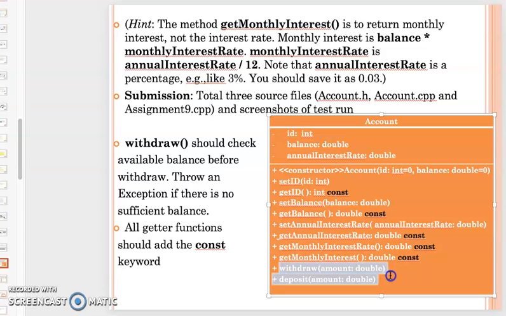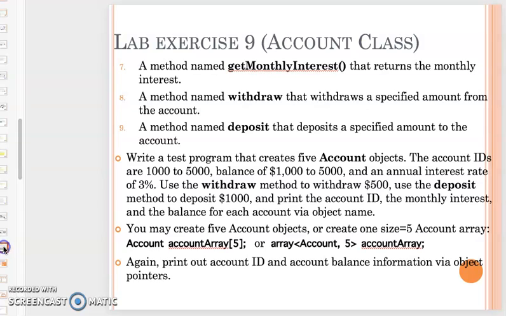Then you have two setter functions. The first one is withdraw. The second one is deposit. The user specifies the amount they want to withdraw, and you update the balance. The same thing for the deposit. For withdraw, you should check if the amount is greater than the current balance. You shouldn't allow them to do the withdrawal. So you can throw an exception if the withdrawal amount is greater than the balance. You will implement all the member functions in the account.cpp file.